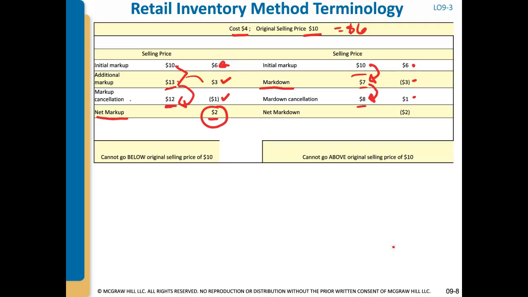So then you look at your net markdown, and that's a minus 2. So that's the negative 3 plus 1 is your net markdown. Again, your initial markup of $6 is already included in your retail price, the original retail price. Also, this $8 right here cannot go above the original selling price of $10. That's just the nature of markups and markdowns.